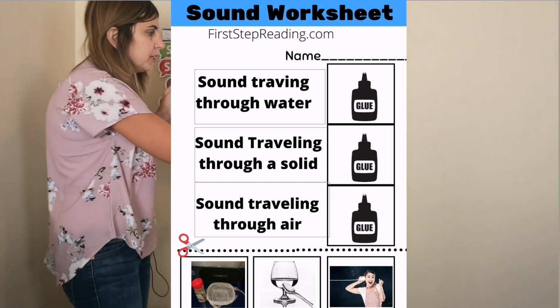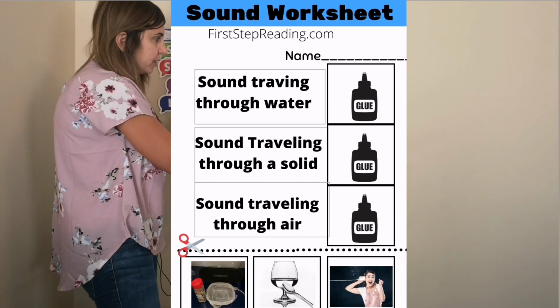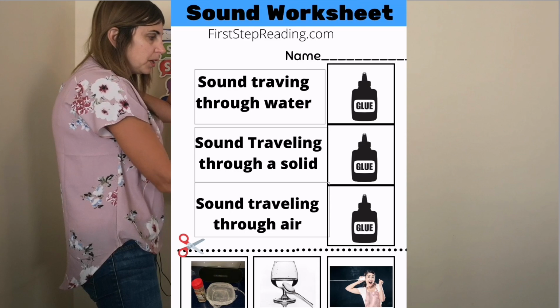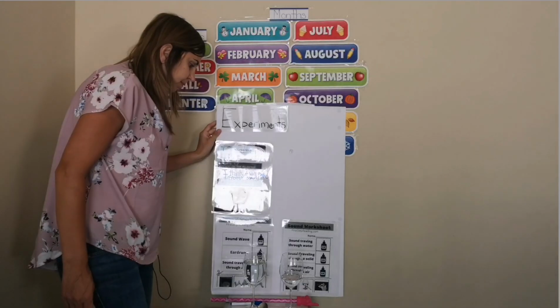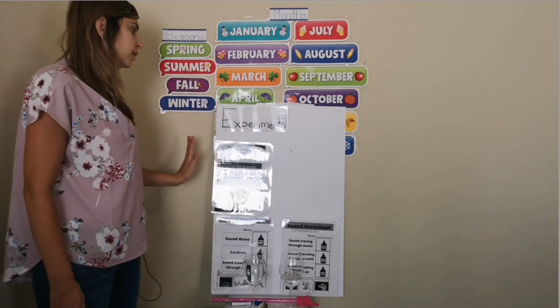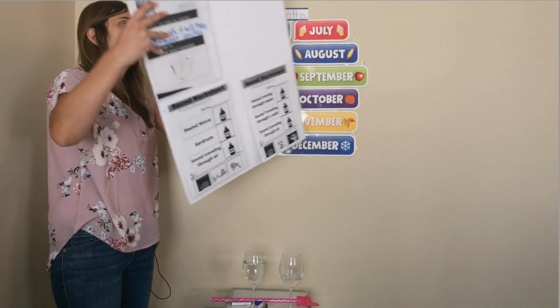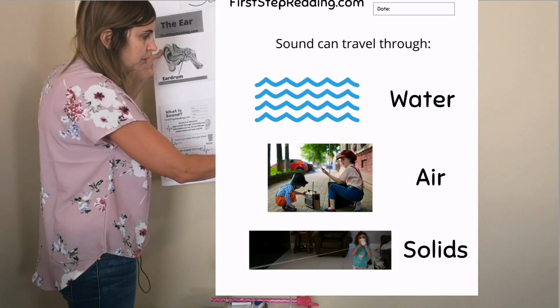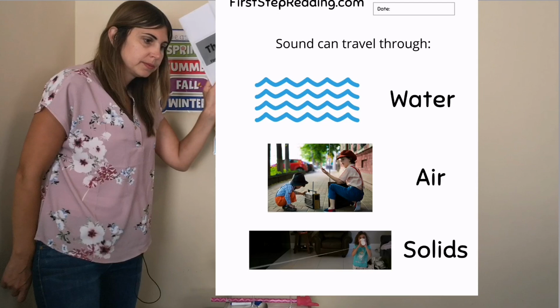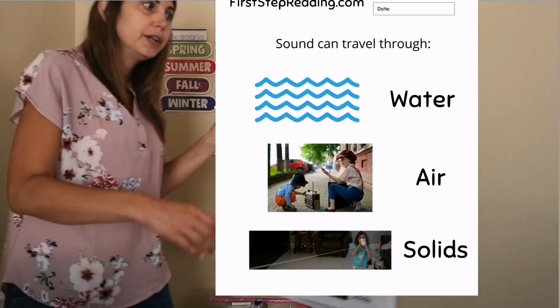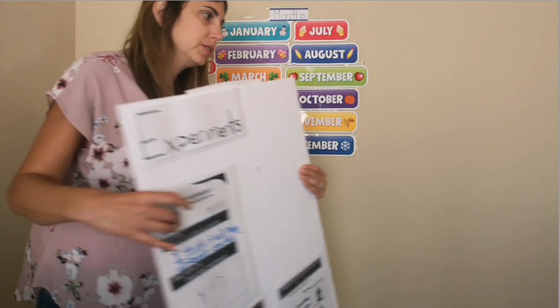So those were the 3 experiments for sound for this week. So if your adult can help you, you could try to get all 3 done for this week. So for this week, we're working on sound, traveling through water, air, and solids. Now we're going to move on to language arts.